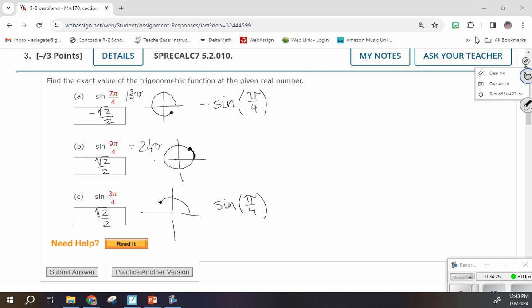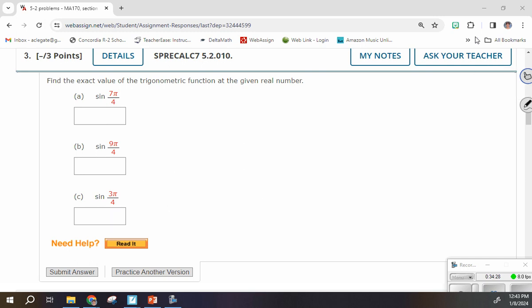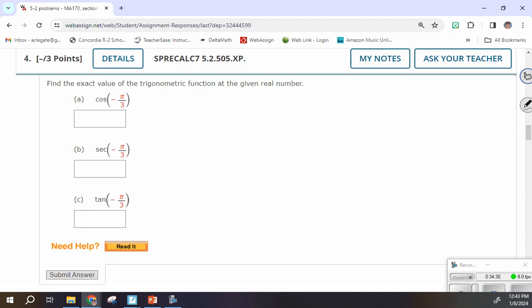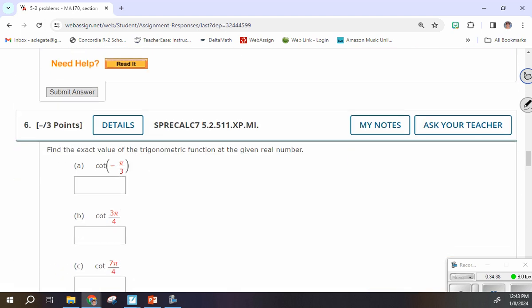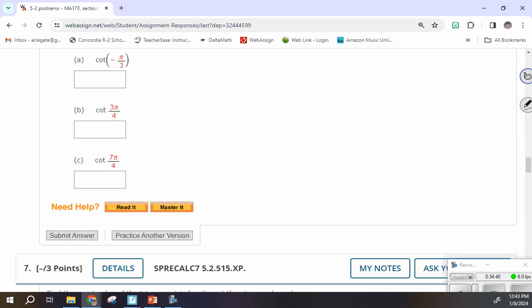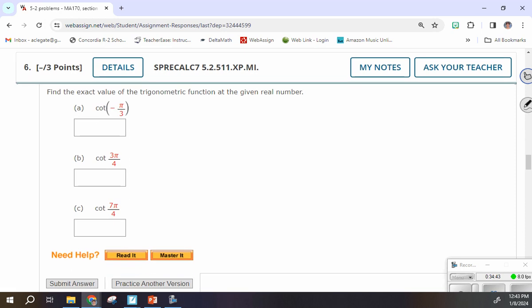Okay. Let me see if I can get to some more difficult ones. Yeah, let's look at this one. No. I want to get one that has like all of the... Actually, let's look at this cotangent one real quick.